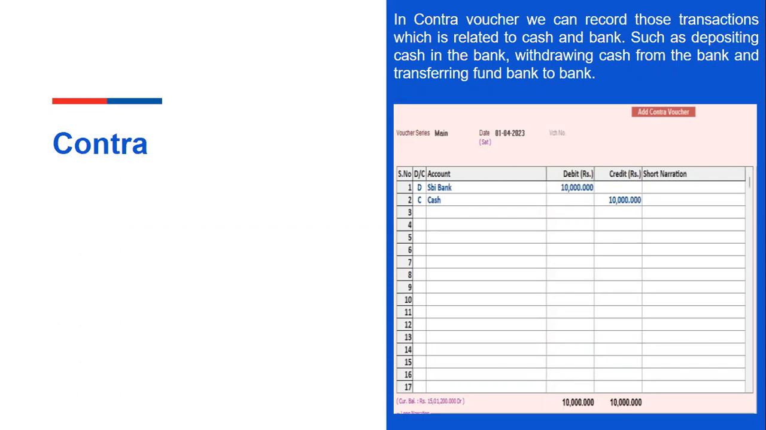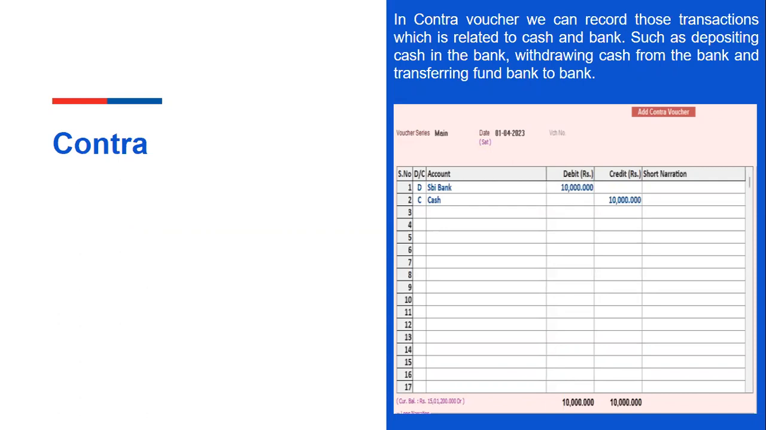So in contra voucher, we can record those transactions which are related to cash and bank, such as depositing cash in the bank, withdrawing cash from the bank, and transferring funds bank to bank. So these three types of transaction we can record in contra voucher. If you are depositing money in the bank, withdrawing cash from the bank, or transferring money bank to bank, you can record these three transactions in contra voucher.